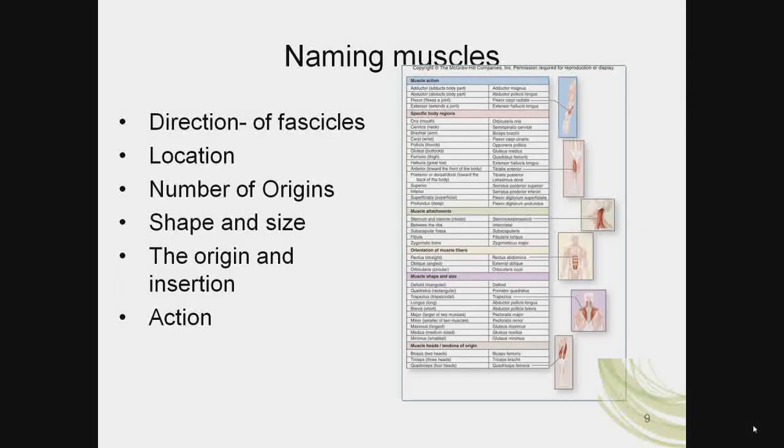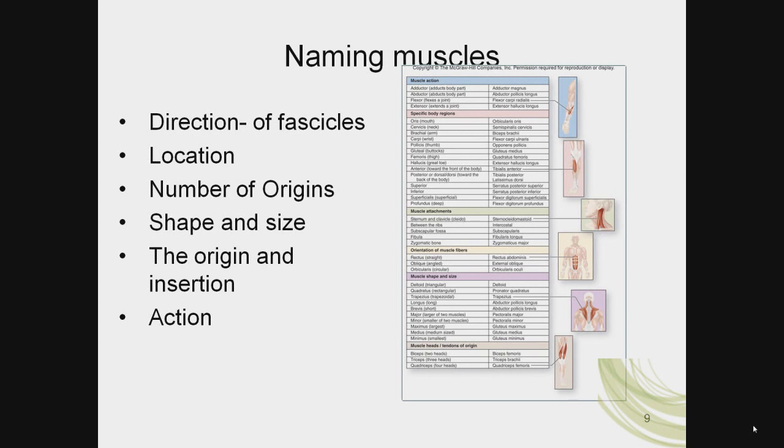How are muscles named? They're named in a variety of ways, and I urge my students to appreciate all of these different ways of naming muscles. We can name them for the direction of their fascicles, that means groups of cells. Are they parallel? Are they straight? The word for straight is rectus. Are they at an oblique or slanted orientation? We would say oblique, like your external oblique muscle.